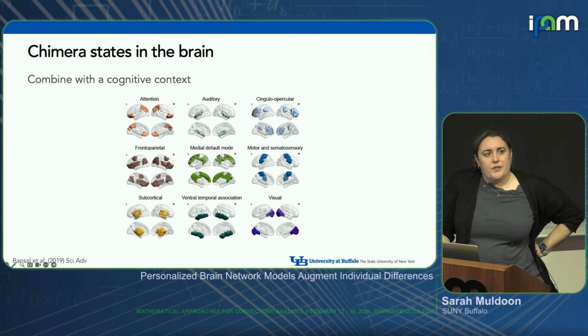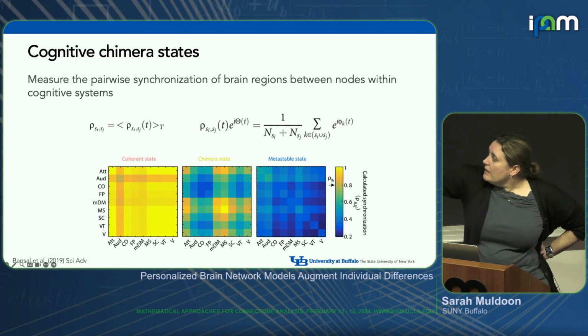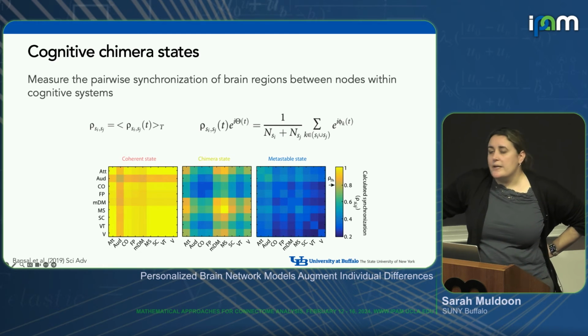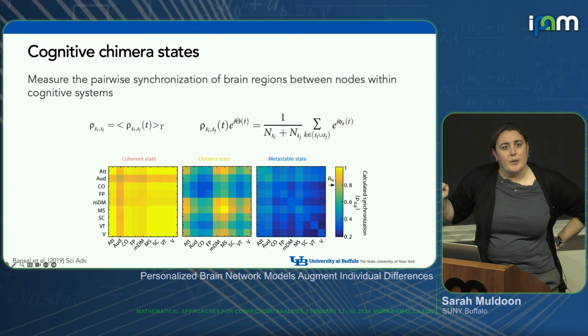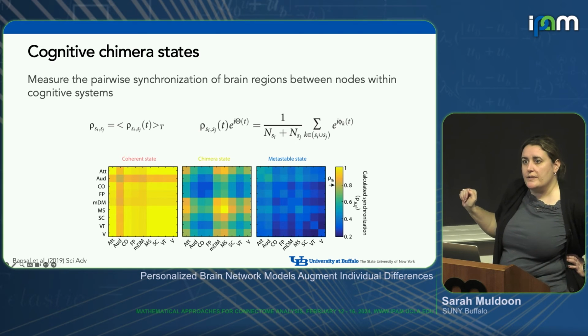And then what she decided to do was to look at the patterns of brain activity that you get from these and classify them as either being a coherent state, a chimera state, or a metastable state, okay, based on the order parameter that you see between the oscillators.